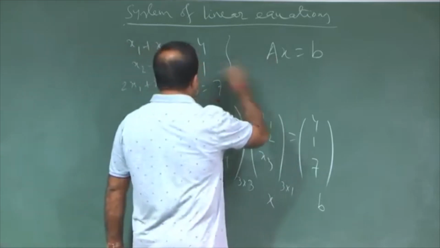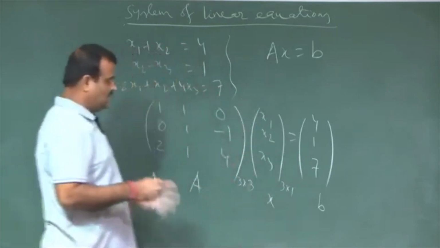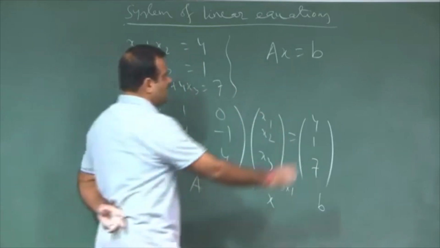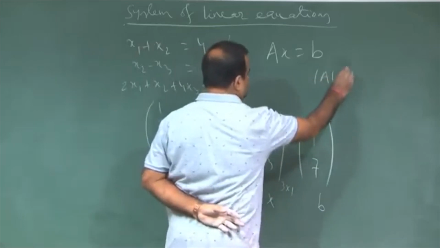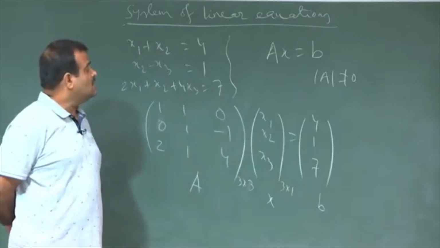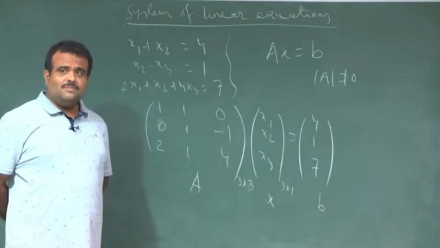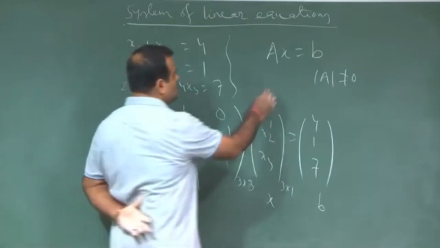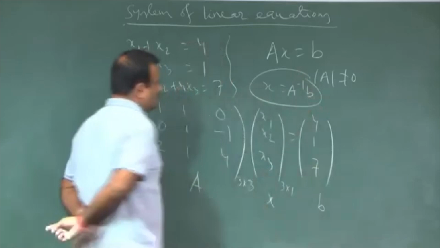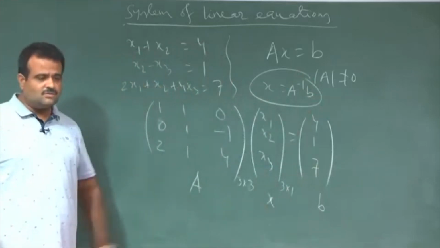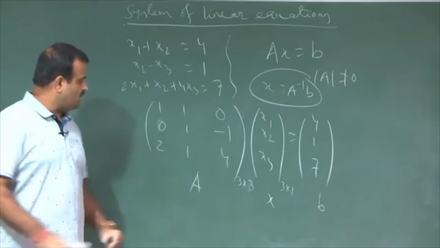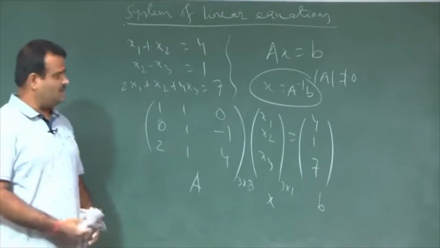Here A is a square matrix. If A is a square matrix, we can think of the determinant of A. If the determinant of A is not equal to 0, then it is a non-singular matrix, the inverse exists, and x is nothing but A inverse times b. Otherwise, we have to go a different way, because A may not always be a square matrix, it may be 4 by 3 or any order.